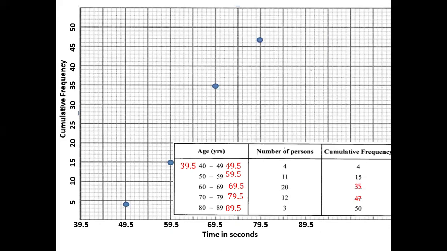And then we have 47. And for all the persons who visited the clinic up to 89 years, we have 50 persons in the survey. Plot all those points at the upper bounds. Then we have our cumulative curve. A neat, nice curve like that, looking like a snake. All right, so that's it for our cumulative curve.